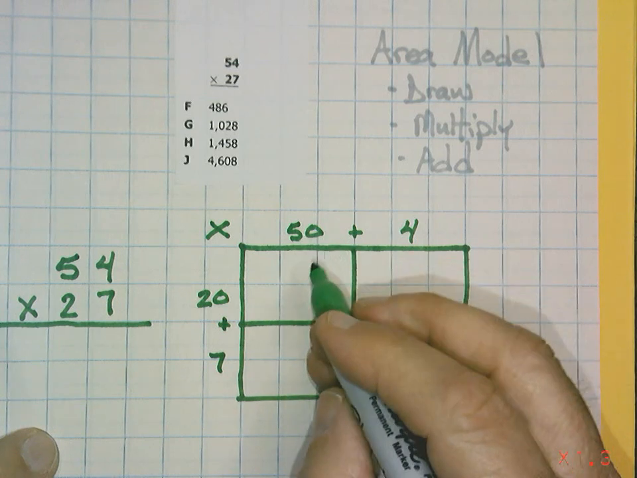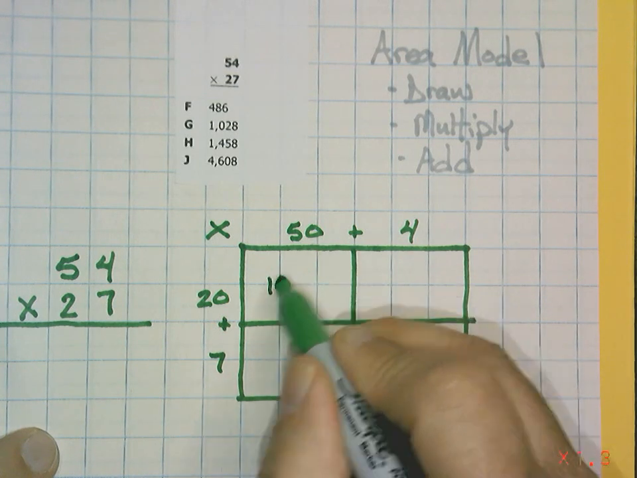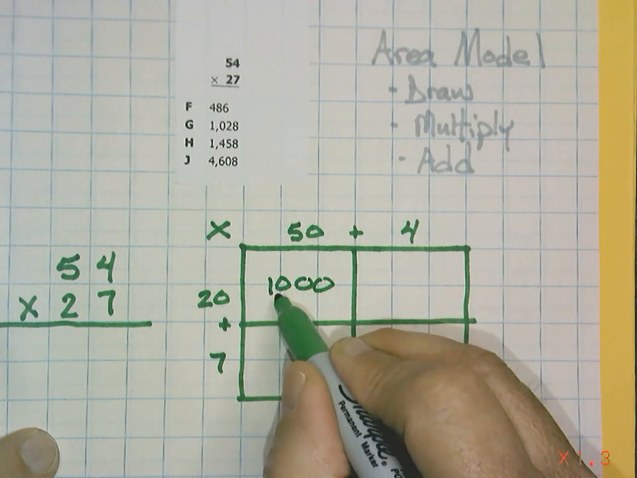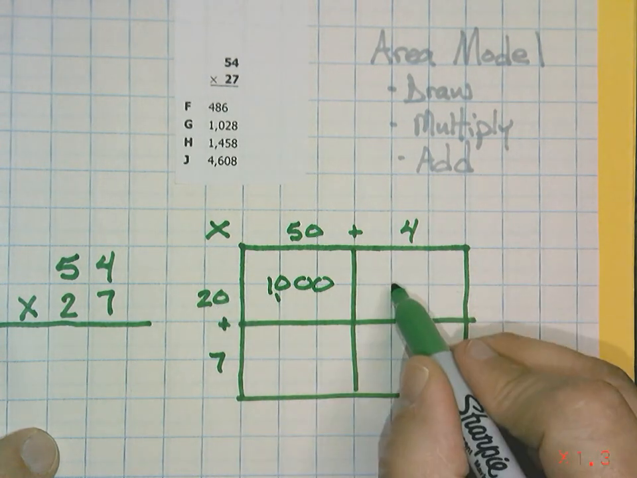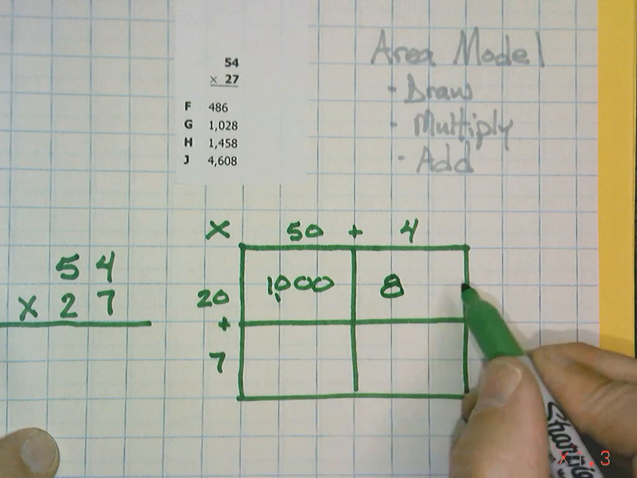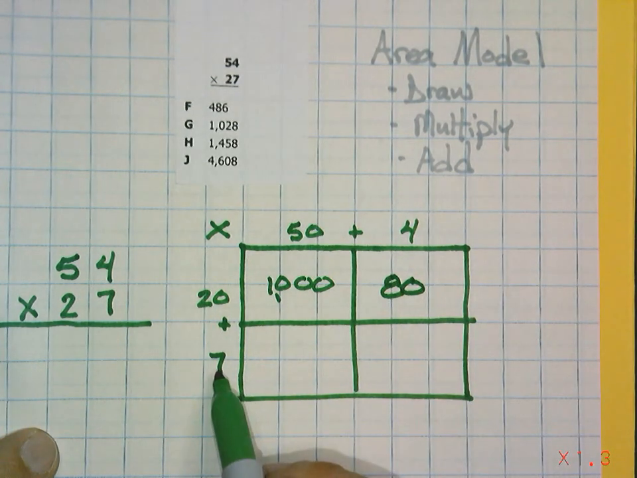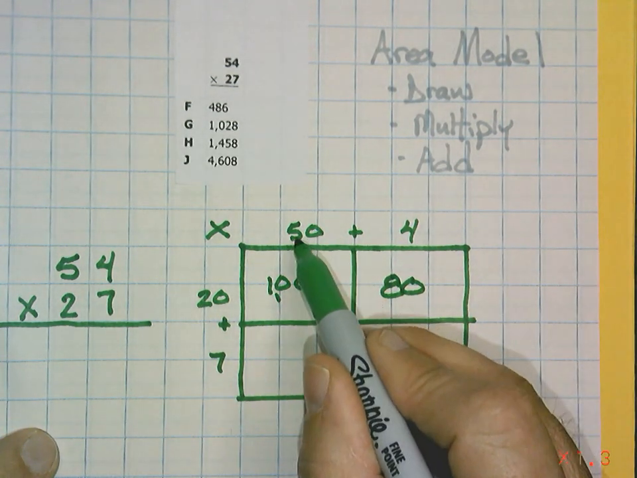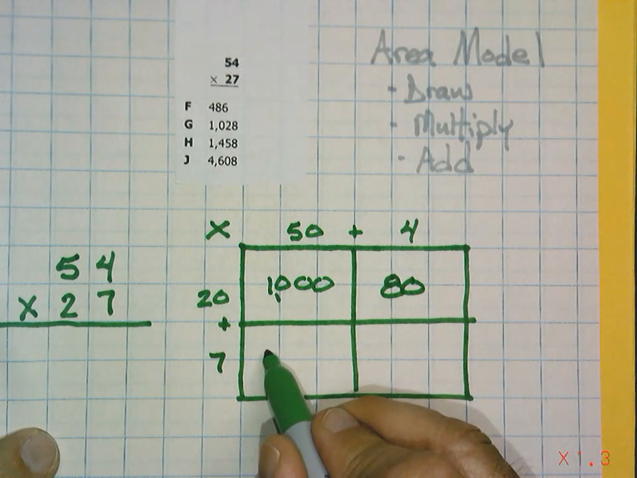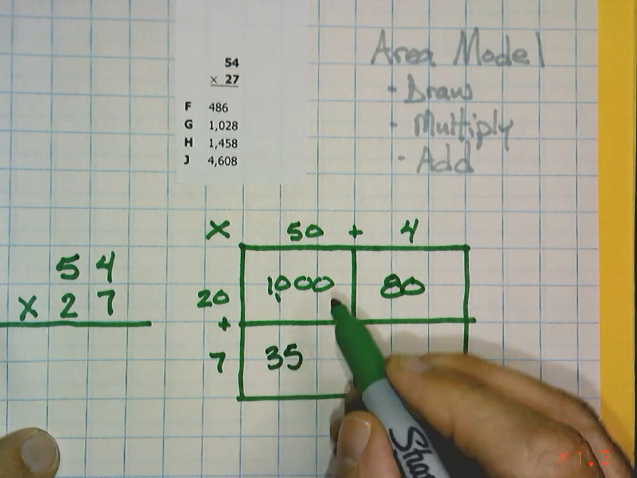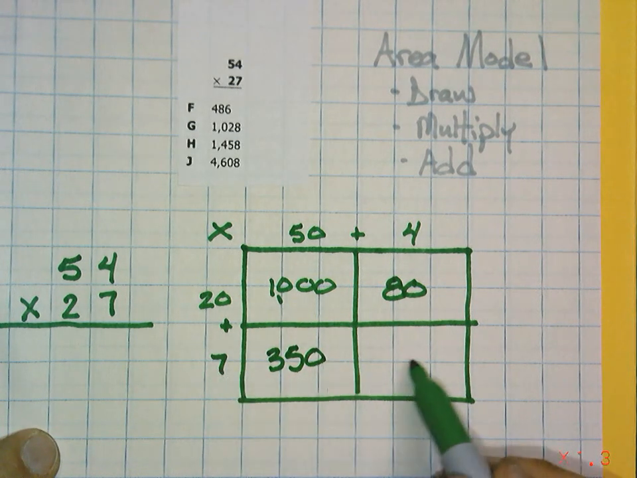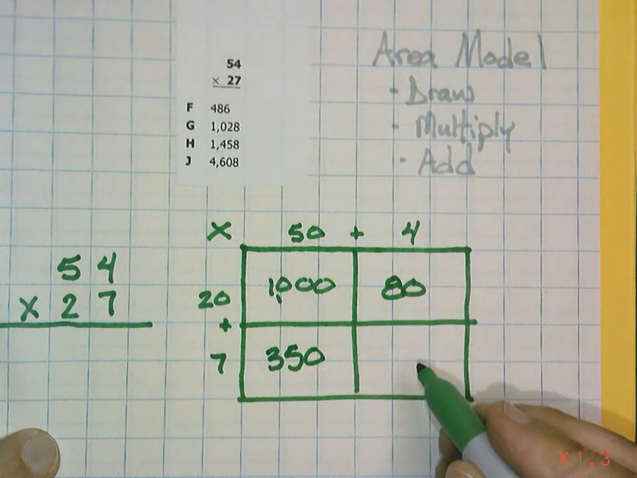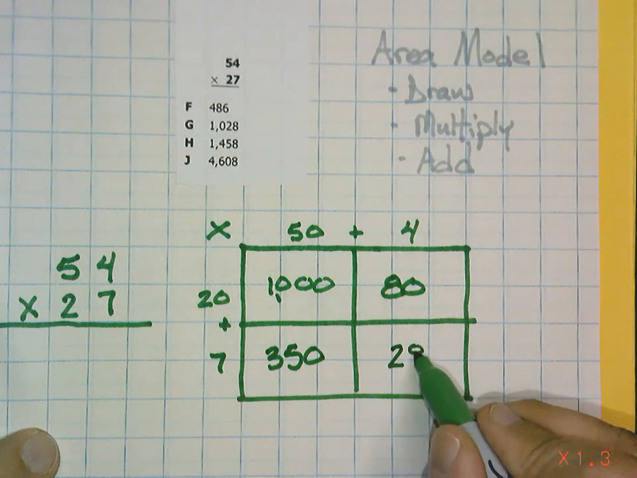2 times 5 is 10. And then count your 2 zeros. So that's 1,000. 20 times 4 would really be 2 times 4 is 8. And add your zeros, 80. 7 times 50 would be 7 times 5 is 35. And then count your 0 and write your 0. And finally, 7 times 4 is 28.